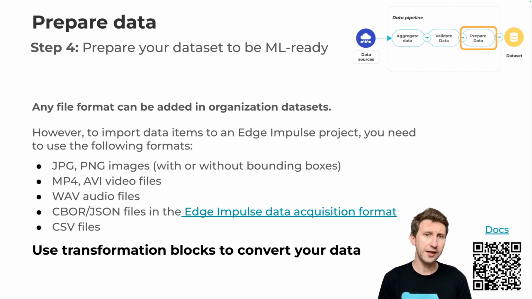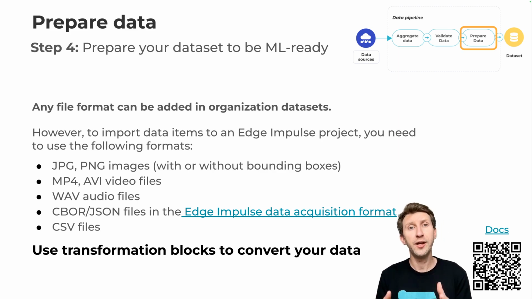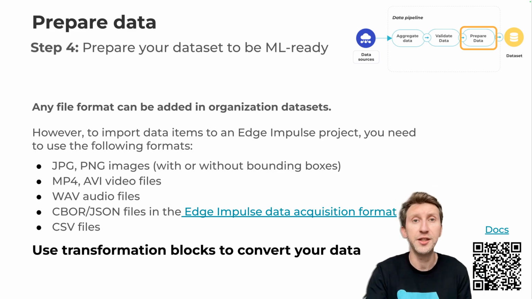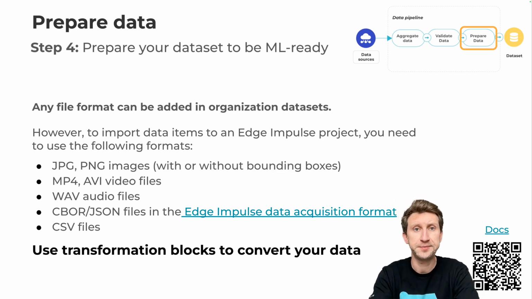Same for CSV files. We support a kind of strict format, but we also have another tool called the CSV Wizard that you can use, and this will help you to parse your CSV. I'm not going to cover the CSV Wizard in this webinar. Feel free to have a look at the documentation. It's super useful. And again, to transform your datasets, you can use transformation blocks to convert them and make them ready to be ingested in your Edge Impulse projects.